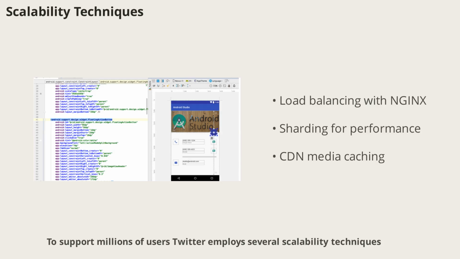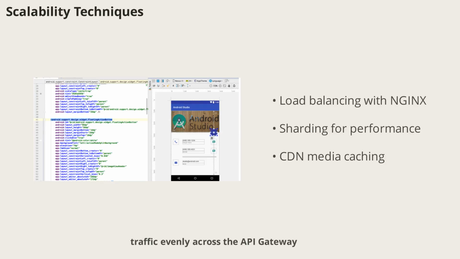To support millions of users, Twitter employs several scalability techniques. Load balancing with NGINX distributes user traffic evenly across the API gateway. Rate limiting prevents abuse by restricting excessive API requests. Sharding splits large tables like tweets and messages into smaller shards, improving performance. Read-write separation uses dedicated databases for reads and writes, optimizing throughput. CDN like Cloudflare caches media files, reducing load on backend servers.